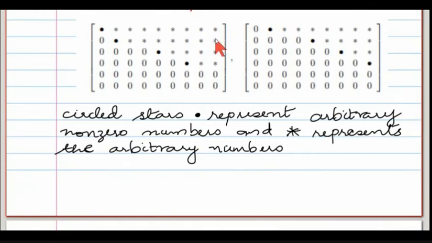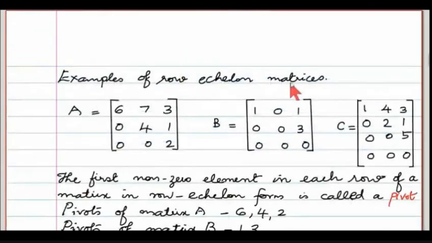But all the entries below them are 0, and all the entries to the left of them are also 0. Hence, a matrix in row echelon form is in reduced form if the entries directly above each leading one are all 0. Example of row echelon matrices. These are some examples.